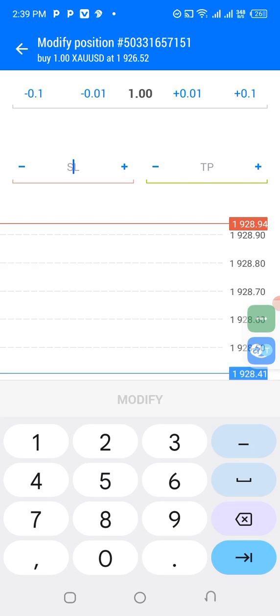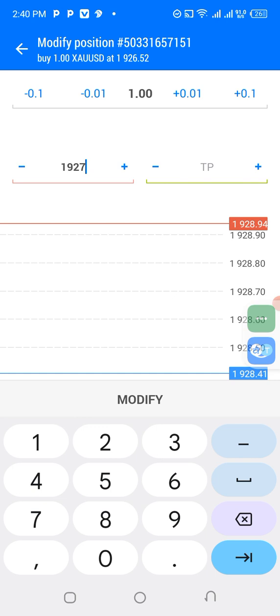Or maybe you can put it slightly above because of the spread, something like that. You can say I bought at 1926, so I can put 1926. Maybe I can put it at 1927, and that means I'm not going to make a profit, and I'm not going to make a loss in case the market reverses.